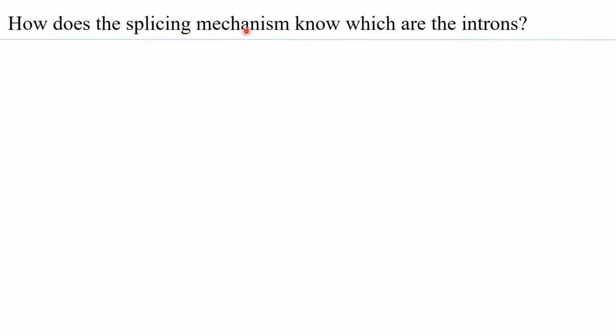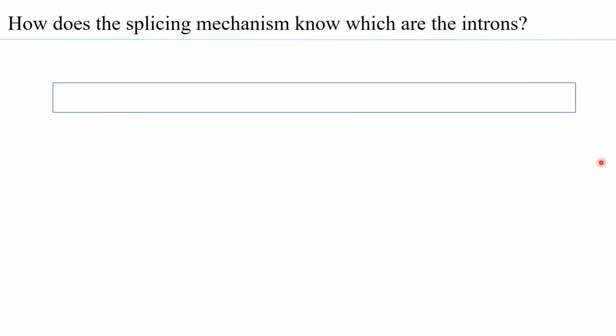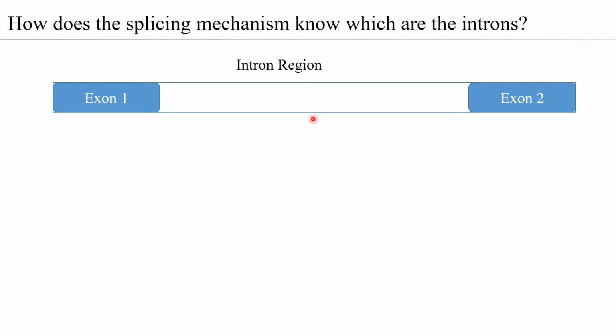Now, how does the splicing mechanism know that in a pre-mRNA, which regions are the coding regions and which regions are the introns or the non-coding regions? So let's look at the pre-mRNA transcript. Say, for example, you have a pre-mRNA transcript that has exon 1 and exon 2. So obviously, this intervening sequence is the intron region.